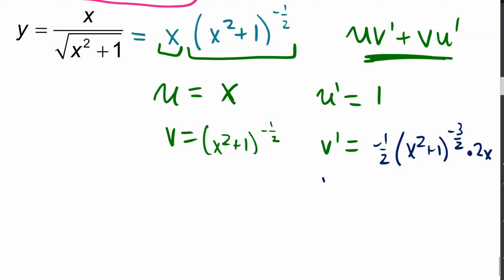So if I wanted to rewrite this, it would just turn into negative x times (x squared plus 1) to the negative 3/2. What happened to my 1/2 and my 2? They cancel out. This part right here, the 2 and the 1/2 cancel out. Okay, let's pause here.